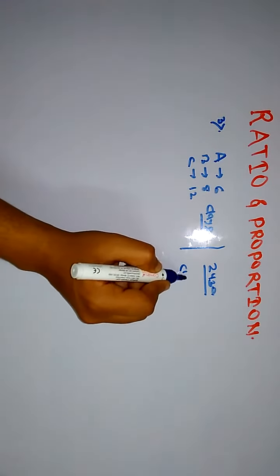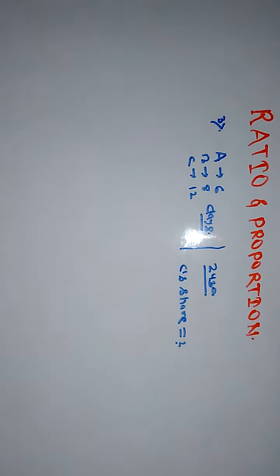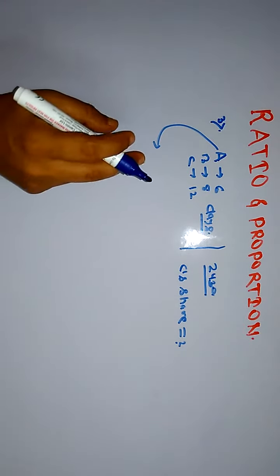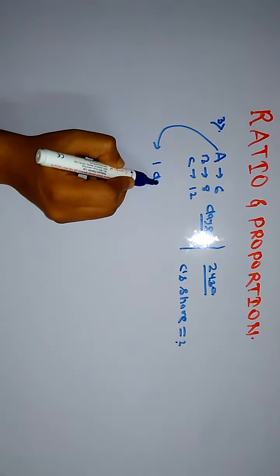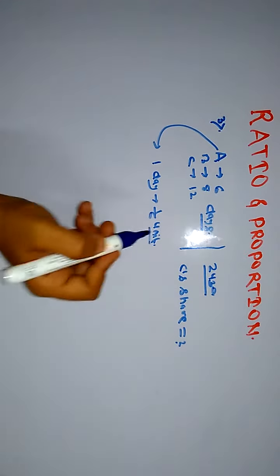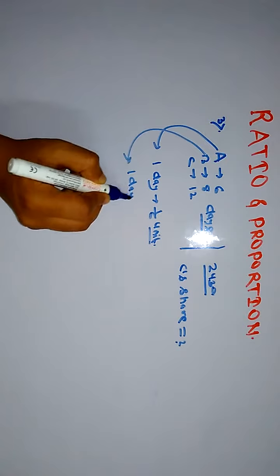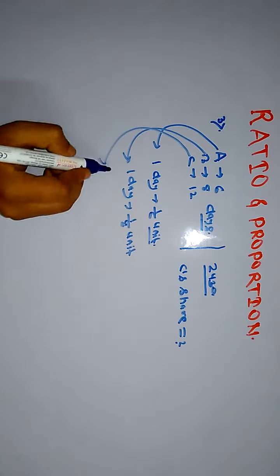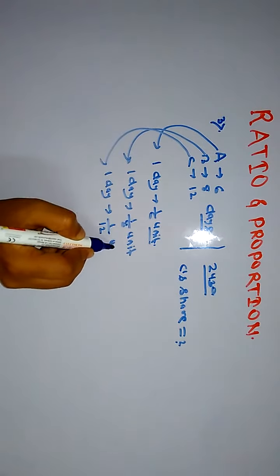So I have to find out how much C's share will be. For calculating this, since A completes his work in 6 days, in 1 day he does 1 by 6 unit of his total work. Similarly, B in 1 day does 1 by 8 unit, and C in 1 day does 1 by 12 unit.